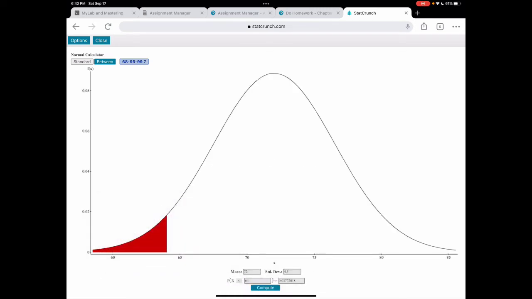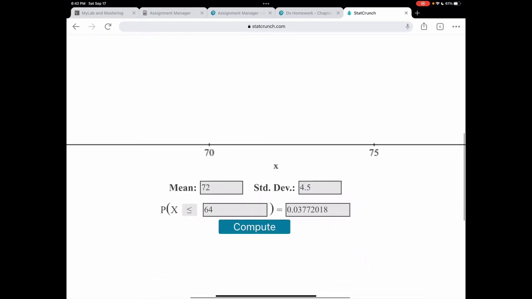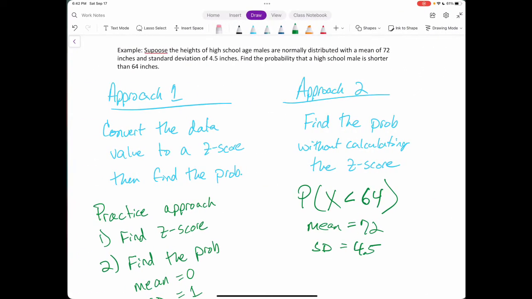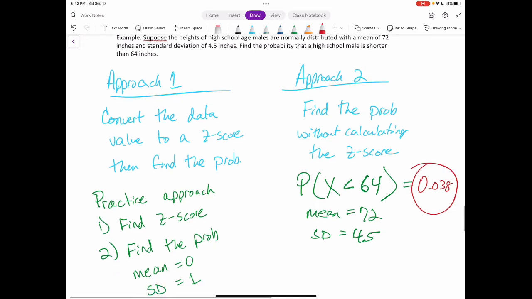And there we go. All right, so to 3 decimal places, I know it's really hard. Can I zoom in? There we go. I know it's hard to see, but to 3 decimal places, it's 0.038. So if we go back here, our answer is 0.038. So what's the probability? The probability is that there is a 3.8% chance that a high school male is shorter than 64 inches.